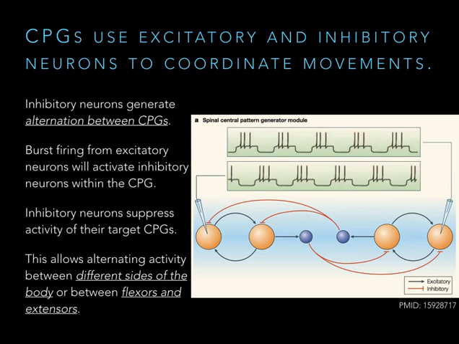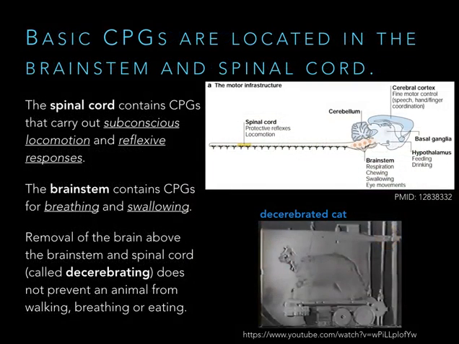This is what's going to allow central pattern generators to coordinate some fairly complex movements without the input from the brain. All right, we can see this here. So central pattern generators in our brainstem and spinal cord are going to allow us to carry out these simple reflexive behaviors like breathing and swallowing or even walking.